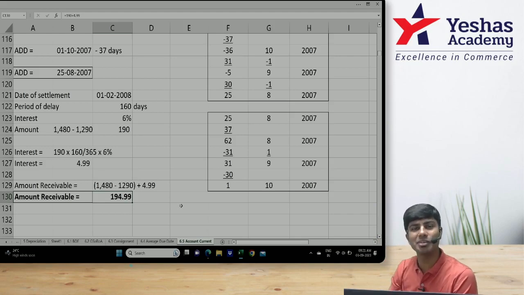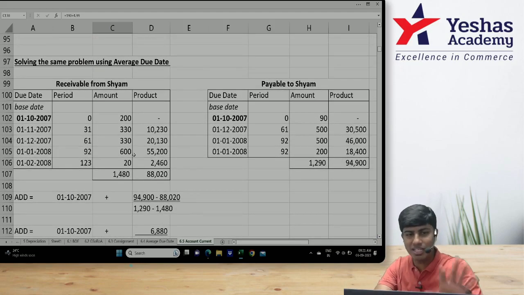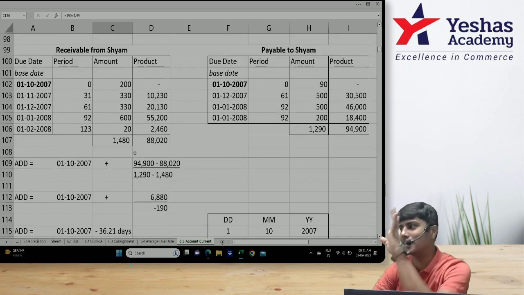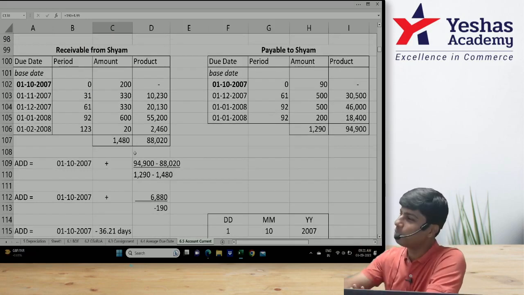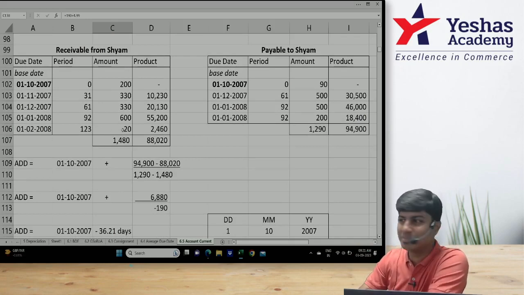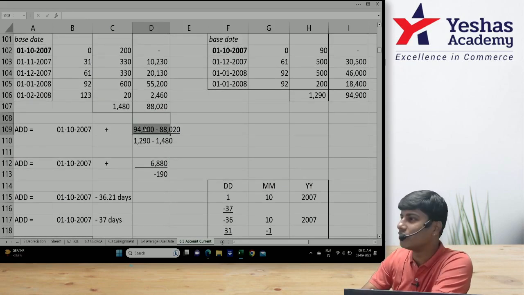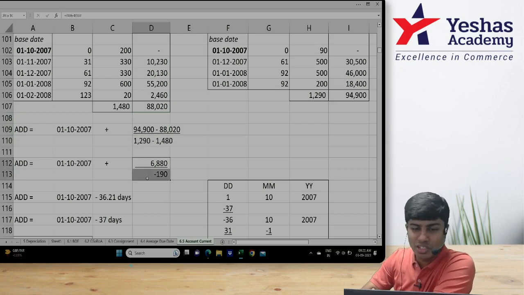Sir, what do you mean by running statement? Now, you've done this average due date. After this much data is written, I will tell one more transaction, a later purchase or sale. What will you do? You need to enter that transaction. Period will come, amount will come, product will come. So the numerator will change, your denominator will change, this fraction will change.